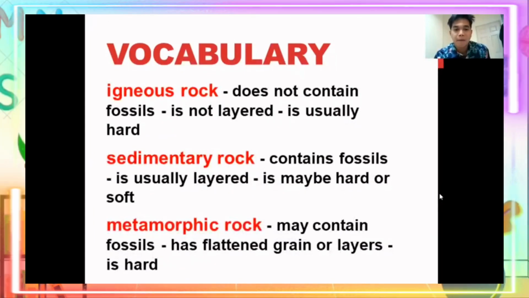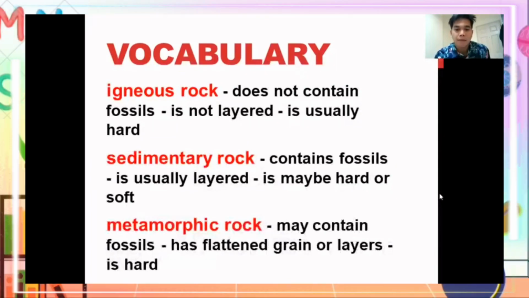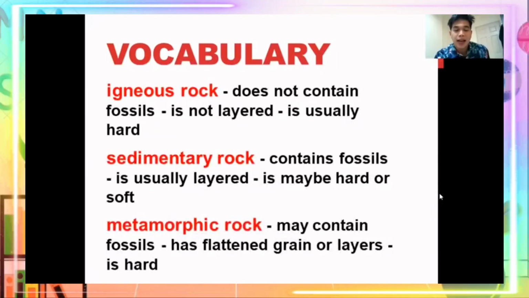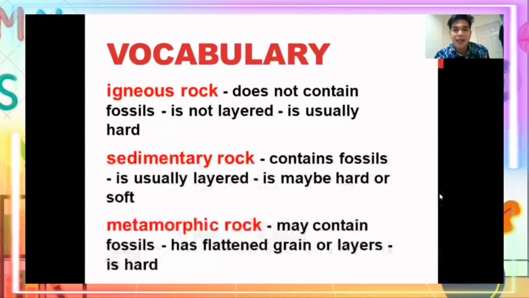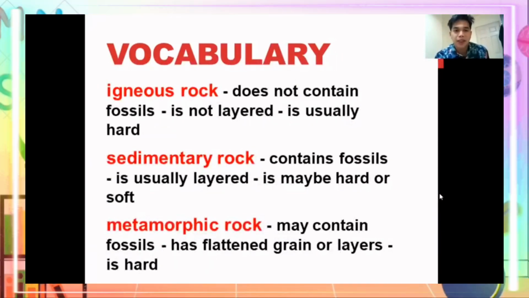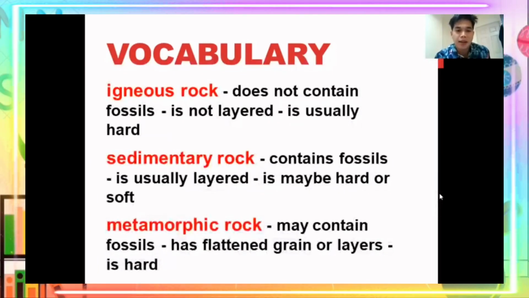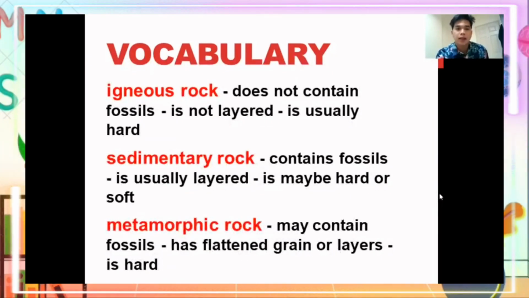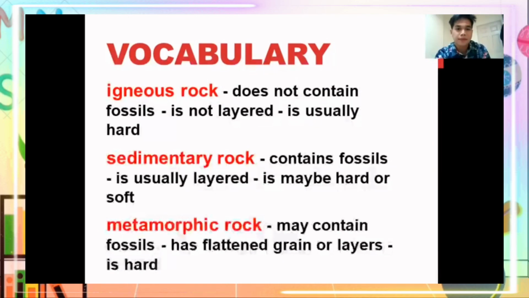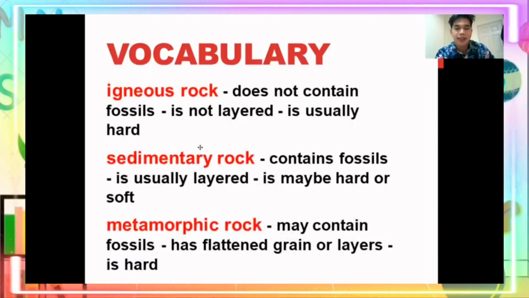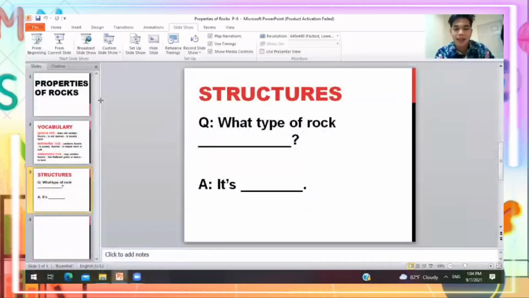And next is metamorphic rock. It may contain fossils, has flattened grain or layers, and is hard. We have igneous rock, sedimentary rock, and metamorphic rock. What type of rock is it?